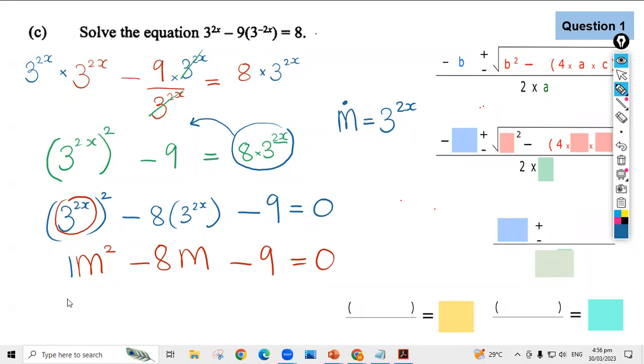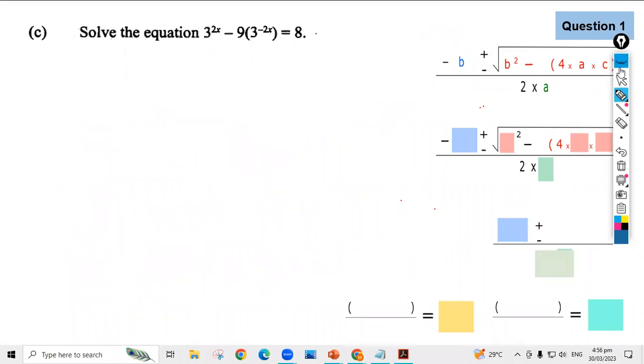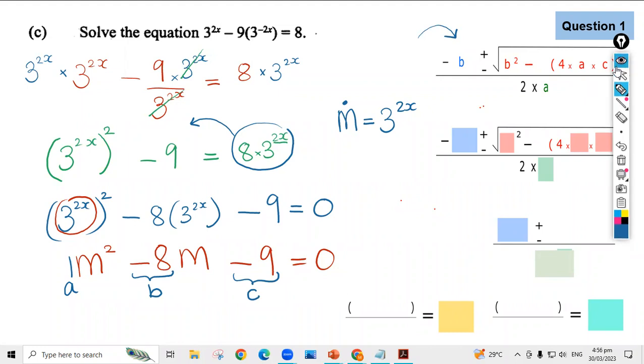So a is how much? The number touching m squared. So a is 1, b is -8, and c is -9. Do you all think you all can throw those values into the quadratic formula and get your two values for m? See if you can do that for me at least. Well, for those who were a little bit lost.